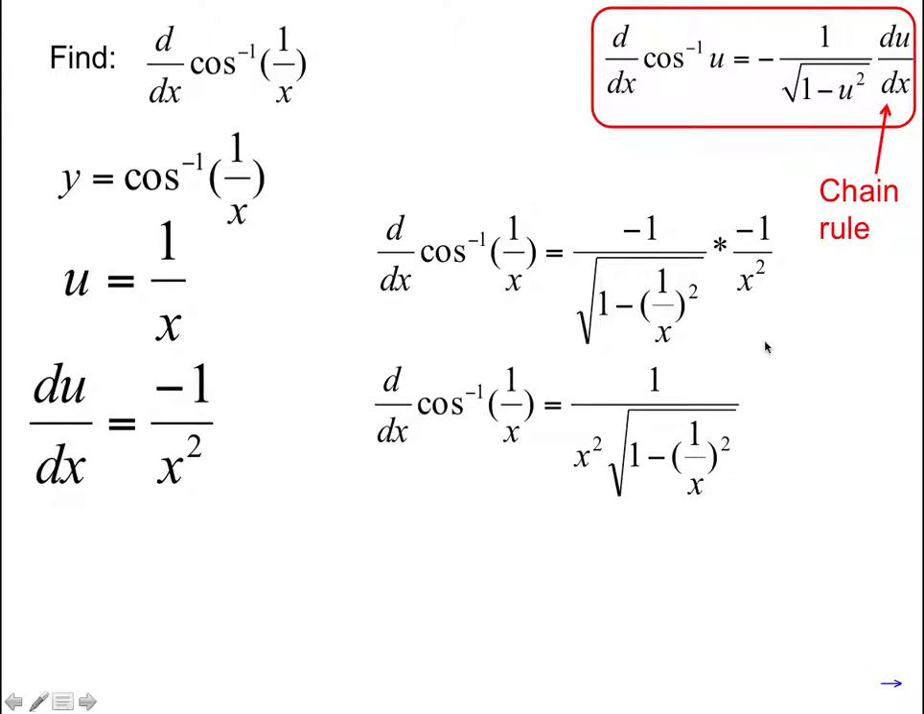So simplifying this a little bit, you might see it look like this. We have negative 1 times negative 1, that's a positive 1. This x squared is in the denominator, so I put this denominator all under one fraction. So it might look something like that.